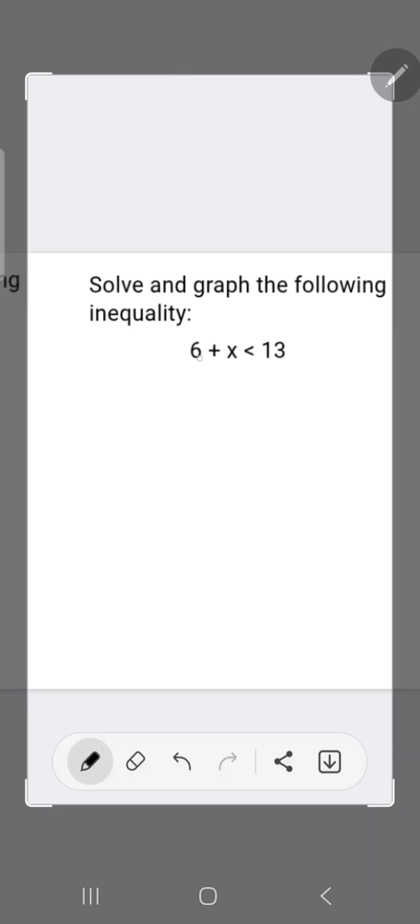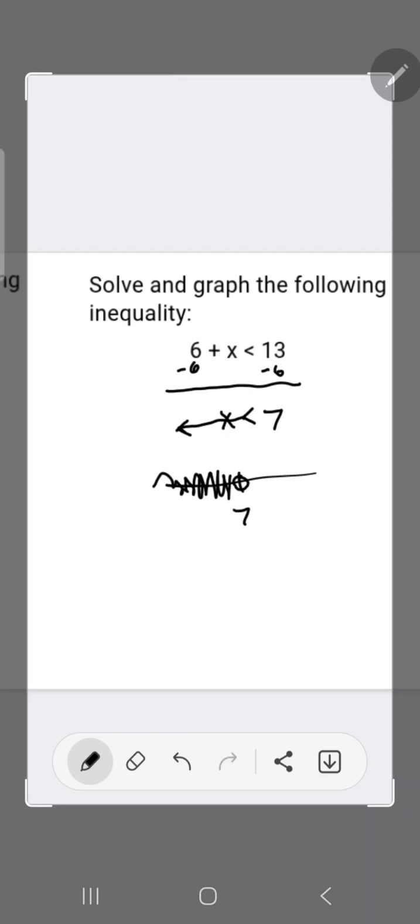So to get rid of this 6, that's a positive 6, we would subtract 6 to both sides of the inequality. Bring down the x, bring down the less than sign, and the answer would be x is less than 7. We would put an open circle on 7 because we're not including 7 in the solution. 7 is just the boundary. And less than 7 would go to the left, and notice the arrow is pointing left.